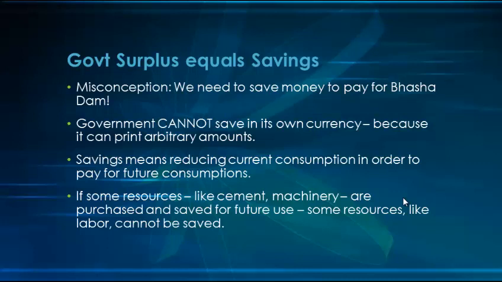So savings for the future means that suppose I don't have enough cement, then I can stockpile cement until I get resources. Some resources can be saved, but some cannot. Labor cannot be saved. So if you don't use labor, then it's wasted. So that is the most important goal of the government, to not waste resources.